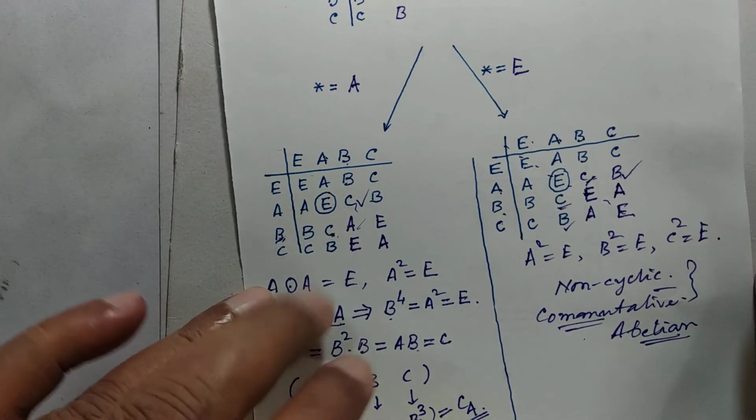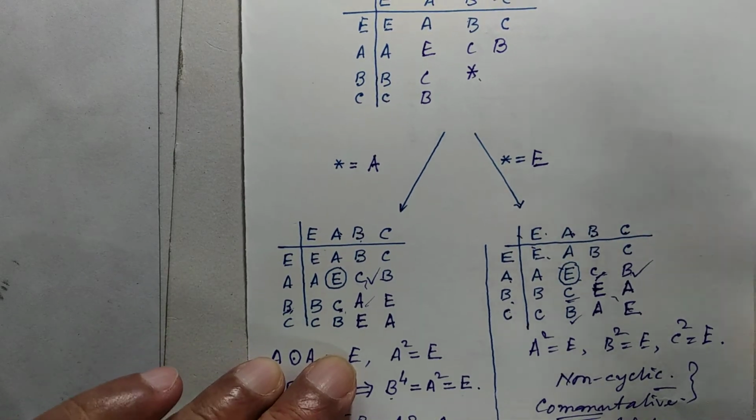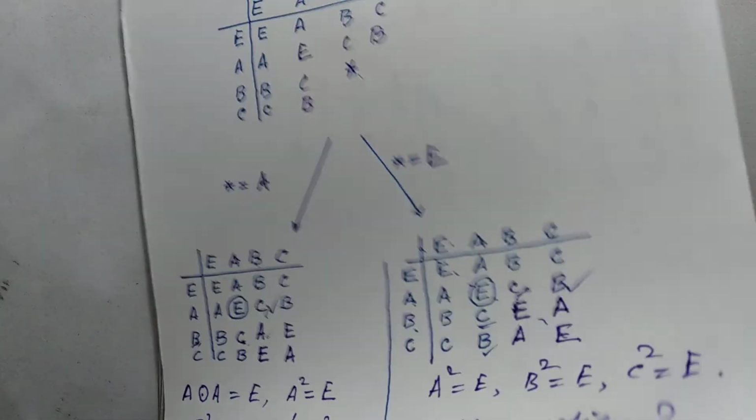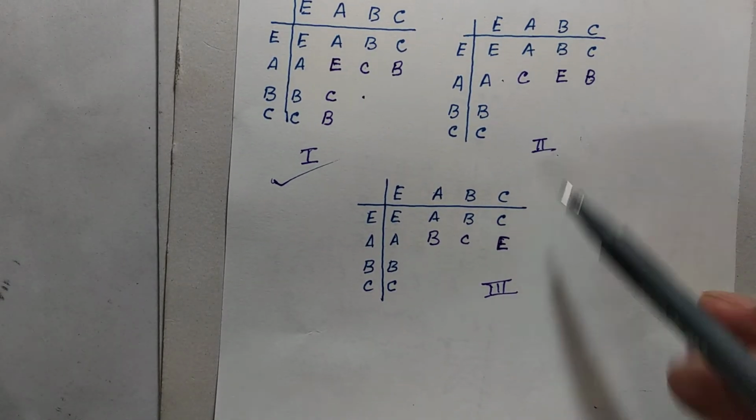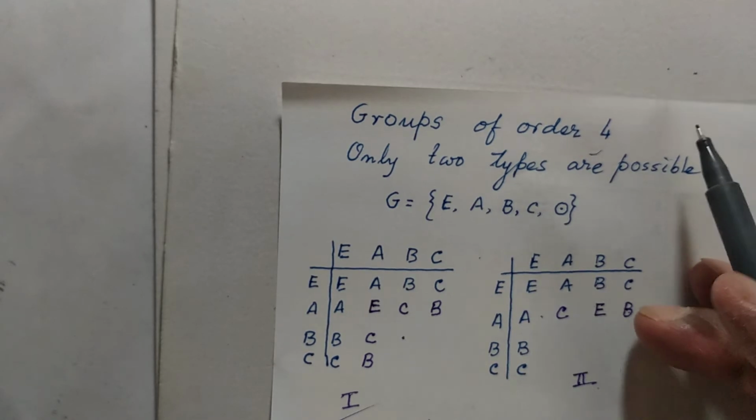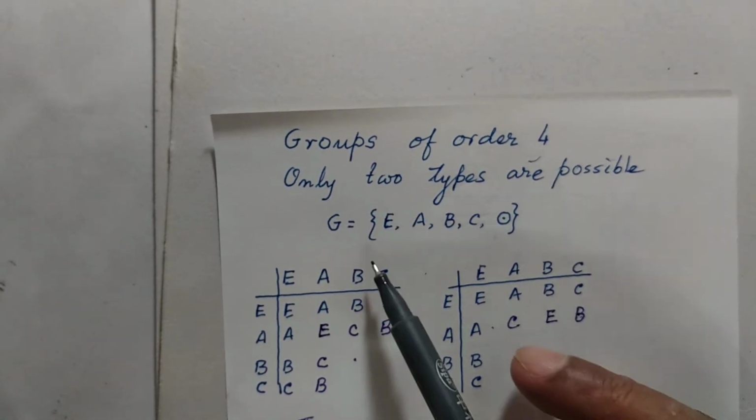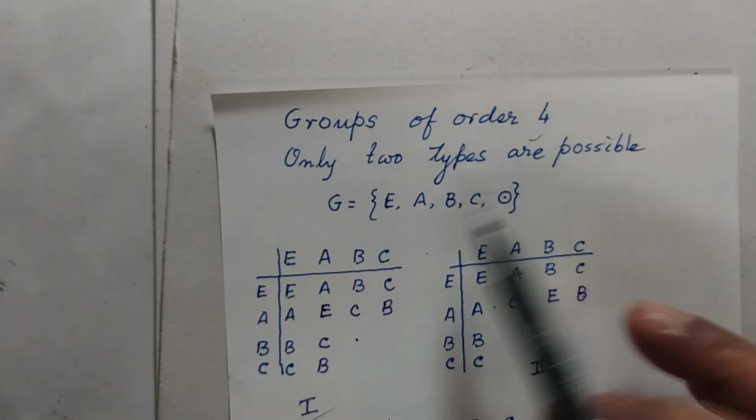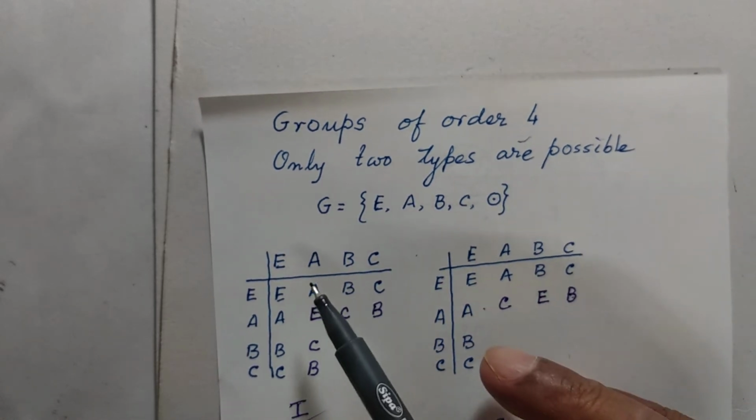These two cases are the only possible cases with group of order 4, because if we try with these two cases 2 and 3, we will arrive at the same conclusion. There can be only two types of groups of order 4. Both are abelian, and one is cyclic, the other is non-cyclic.